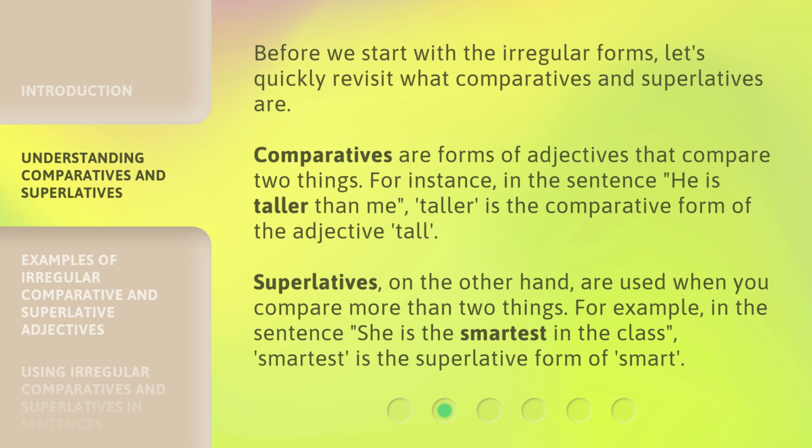Before we start with the irregular forms, let's quickly revisit what comparatives and superlatives are. Comparatives are forms of adjectives that compare two things. For instance, in the sentence, "He is taller than me," taller is the comparative form of the adjective tall. Superlatives, on the other hand, are used when you compare more than two things. For example, in the sentence, "She is the smartest in the class," smartest is the superlative form of smart.